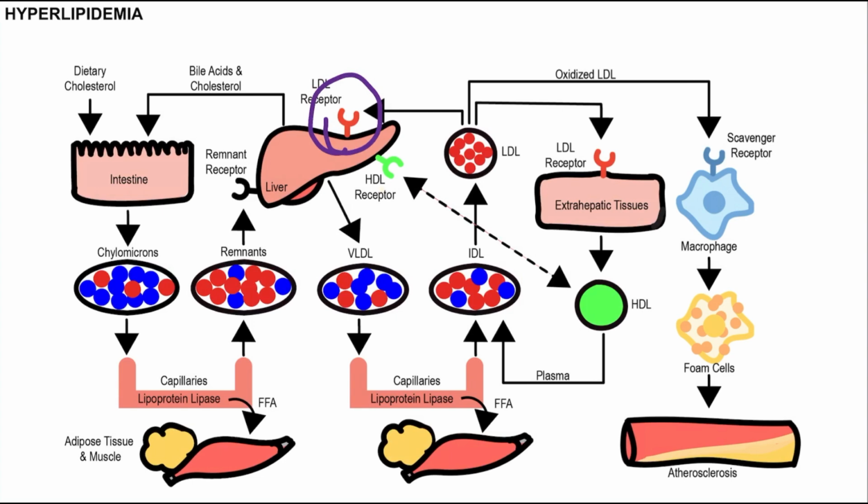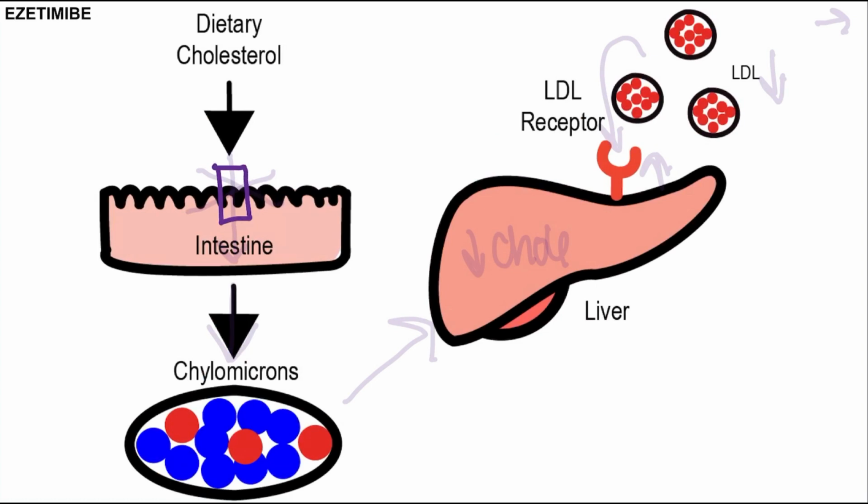And this is a cholesterol absorption inhibitor. So Niemann-Pick C1-like 1, or NPC1L1, sterol transporters are found in the intestinal brush border. And they are responsible for facilitating the uptake of cholesterol into epithelial cells to eventually become incorporated into chylomicrons. So ezetimibe inhibits the NPC1L1 transporters, reducing cholesterol delivery to the liver.